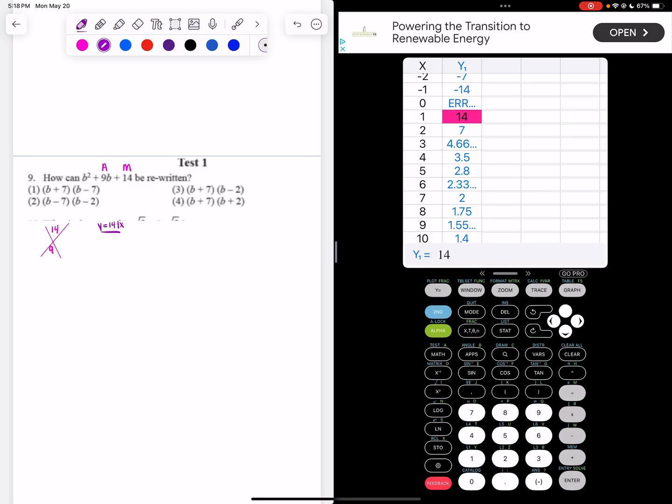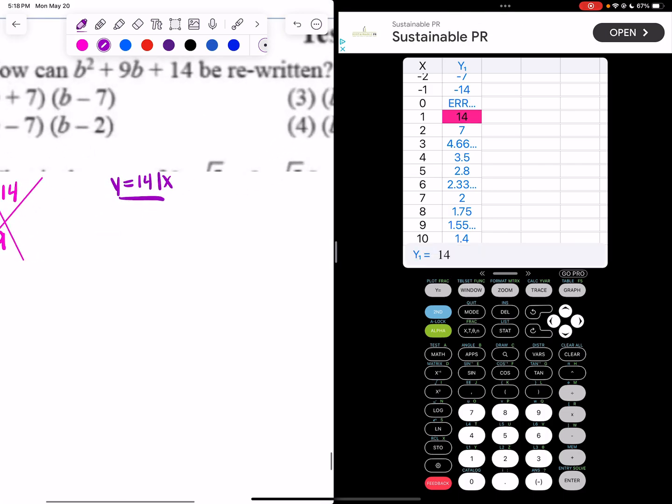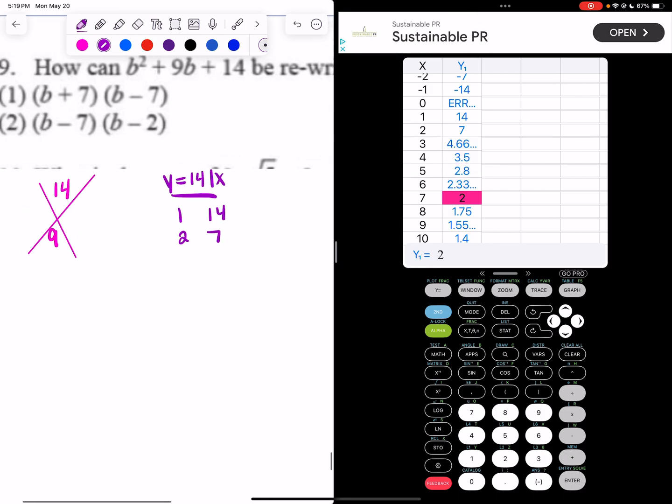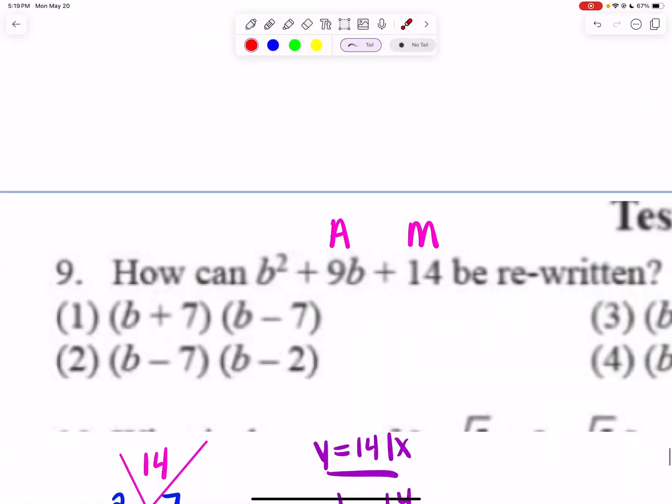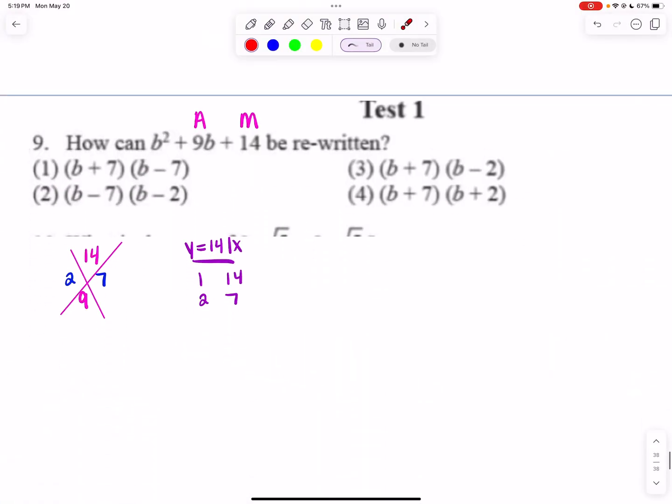I always start at 0, boom, I get an error, that's what I want. And then I write down what multiplies to 14, which are 1 and 14, and then 2 and 7. And then if you look down a little further, decimal, decimal, decimal, decimal, decimal, 7, 2. So those are my only factors. So it's pretty obvious it's going to be a 2 and a 7. So 2 times 7 is 14, and then 2 plus 7 is 9. So that works. So I can actually write my final answer as b plus 2, b plus 7.